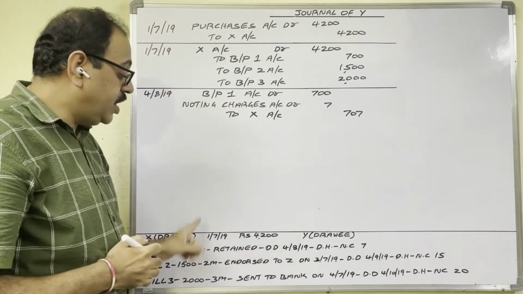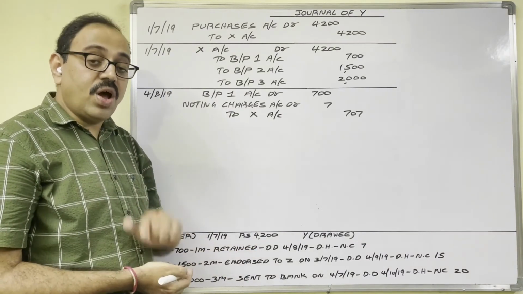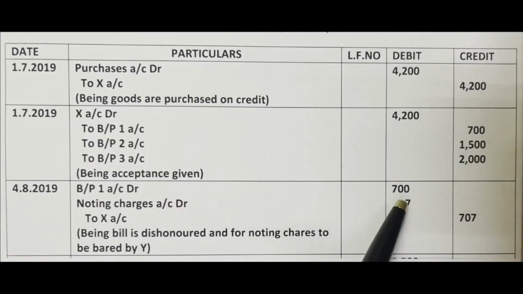So when the first bill is dishonored and noting charges are given in the question, in the Drawee's books, this is the entry. 4th August 2019, bills payable 1 account debit 700, noting charges account debit 7 rupees, to X account 707. Narration: being bill is dishonored and for noting charges to be paid by Y.